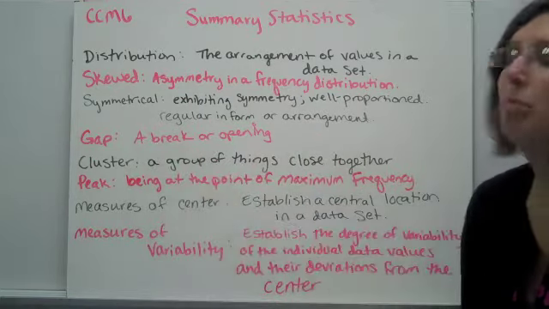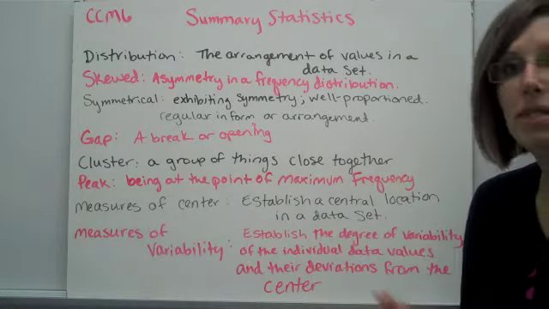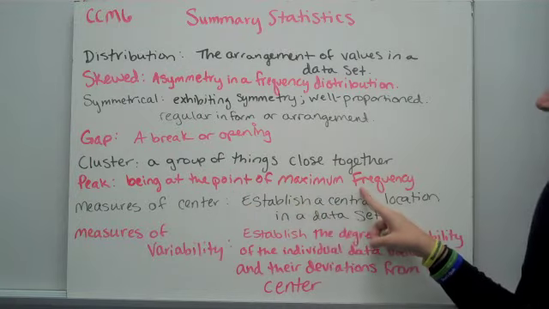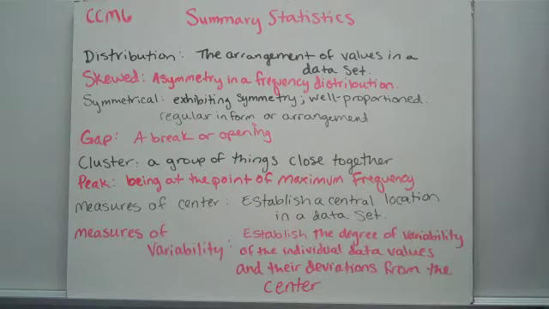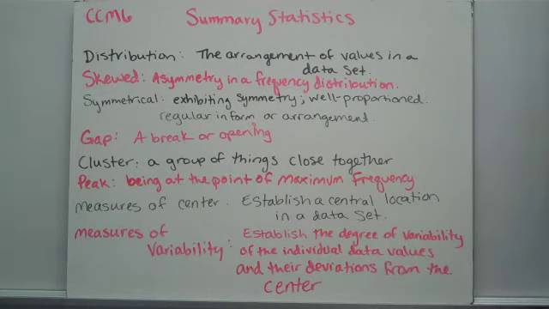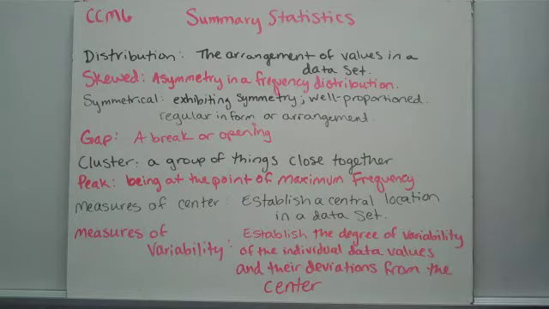A gap is a break or opening in your data. A cluster is a group of things close together. Peak is being at the point of maximum frequency. Measures of center establish a central location in a data set. Measures of variability establish the degree of variability in the individual data values and their deviations from the center. We're going to talk more about those two in a minute. Press pause if you need to, just so you can copy these down.